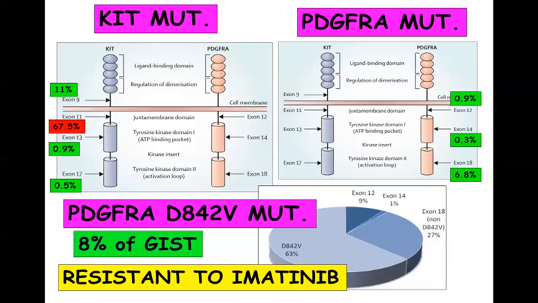So after activation of KIT or PDGFR alpha receptor, there are three different signaling pathways. The first one is the RAF-MEK pathway. The second one is the PI3K-PTEN-AKT pathway, and the third one is the STAT3 pathway.